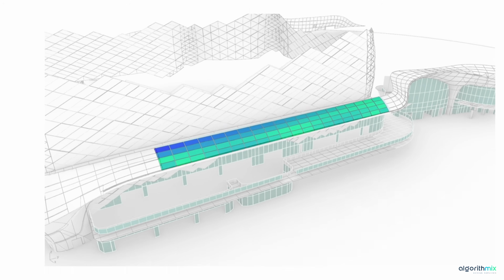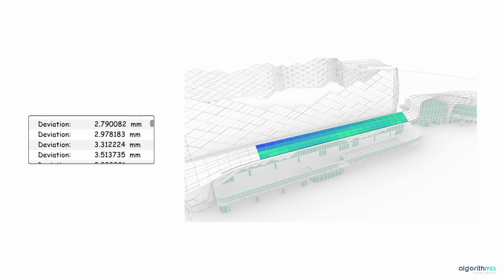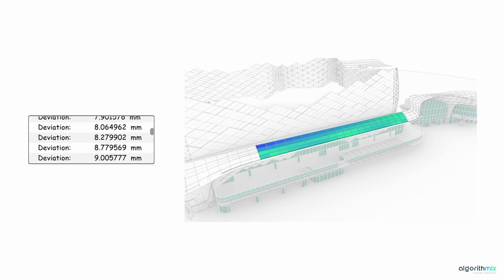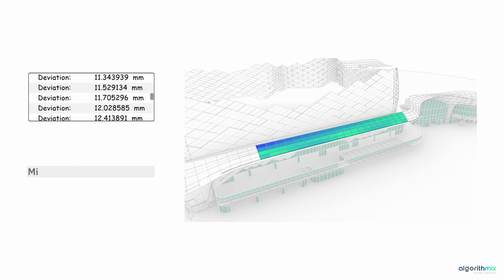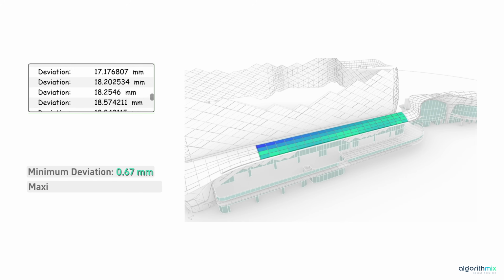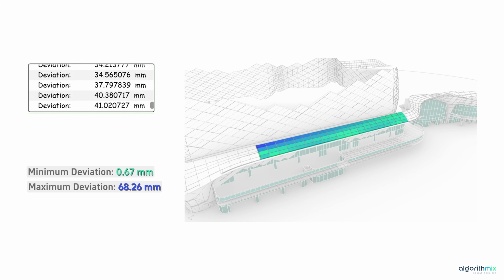Final validation measures geometric deviation across all panels. Deviation ranges from approximately 1 to 68 mm within design tolerance. The result is a rationalized, fabrication-ready facade system.